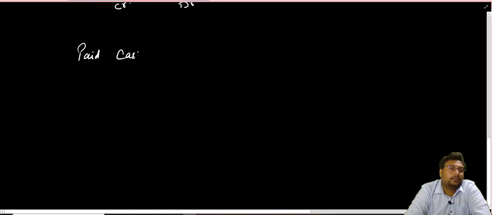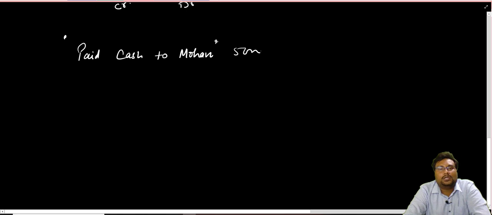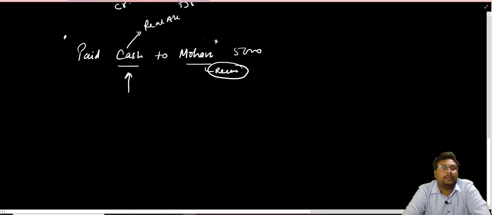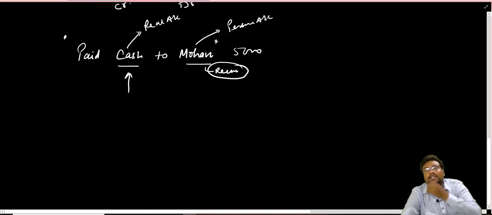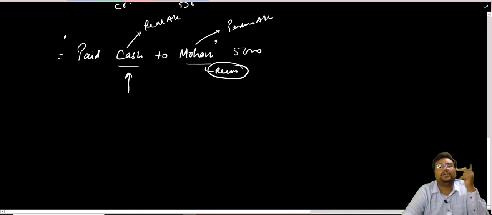Okay, now let's solve more questions to make your concept clear on how to implement the rule. Paid cash to Mohan. Beta, in this 5,000, two things are there, cash and Mohan. We are paying cash, so our cash is going out and Mohan is receiving that cash. Now you see, cash is the property, so it will be considered a real account, but Mohan is the name of a person, that's why it will be considered a personal account. So in this transaction two contents are there from two different accounts. One is real and one is personal.